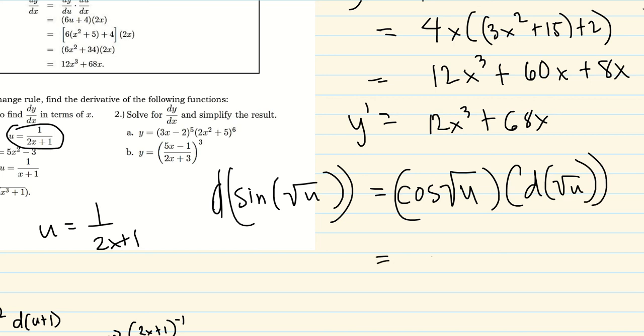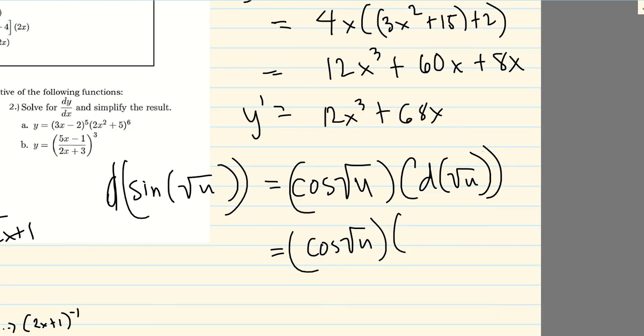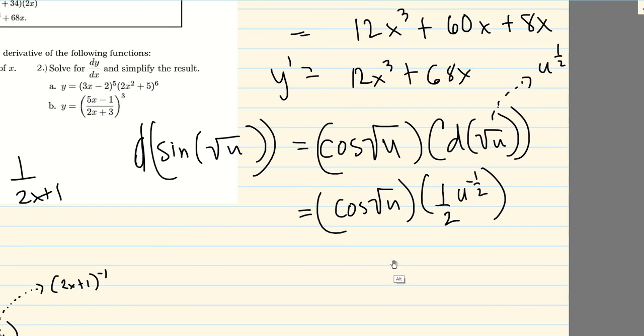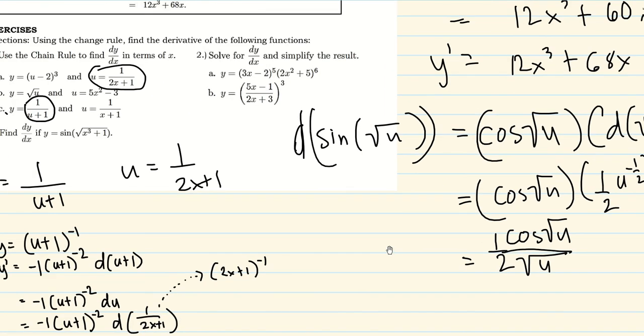Okay, and then what will happen is you have cosine of the square root of u times the derivative here. So you have this one as u to the power of 1/2. So 1/2, and then not square root anymore but u to the power of negative 1/2, and du is 1. So we have here 1/2 u to the negative 1/2 cosine of the square root of u. So that's your answer right here. That's almost the same as that.